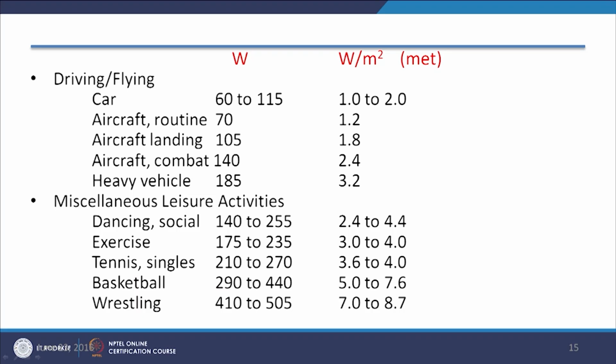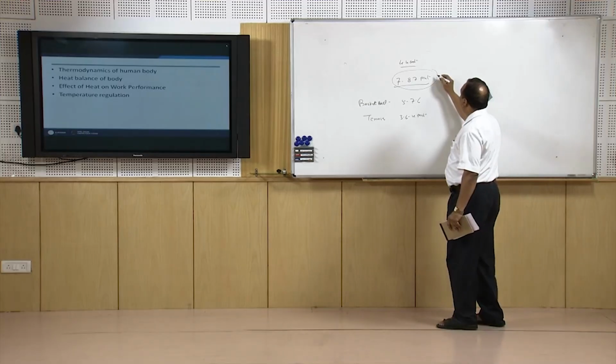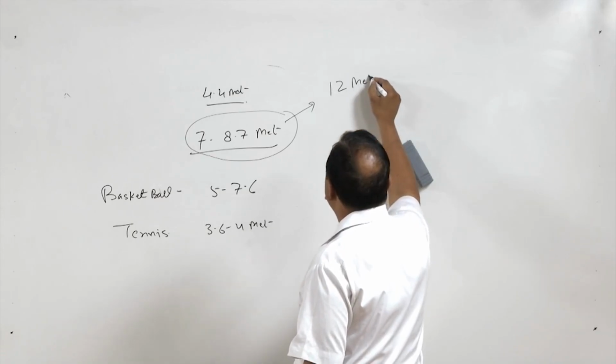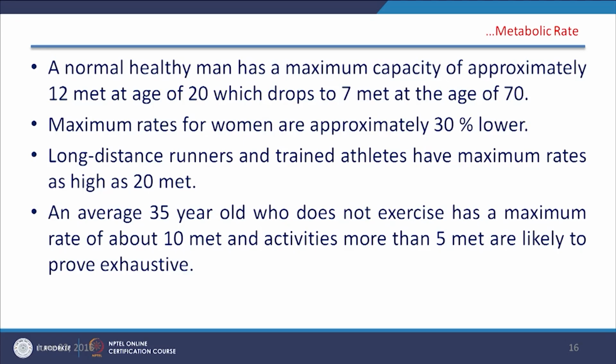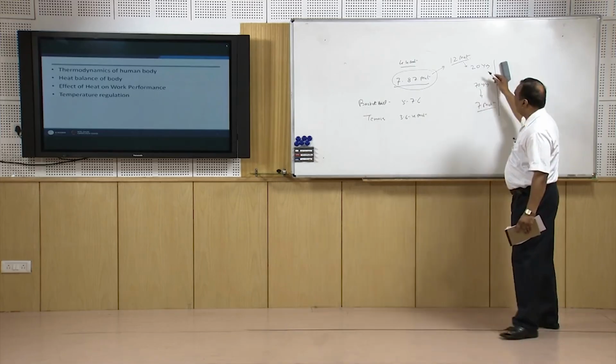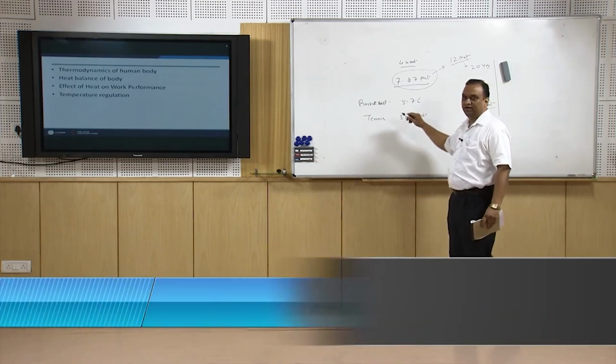But the issue is to what level you can go. An individual's capacity for short duration can go up to 12 met at the age of 20. At the age of 60, it is lower, and if somebody is of age 70 years, it can go up to 7 met only. This is the energy dissipation from the body of an individual, and this also helps us in designing the system.